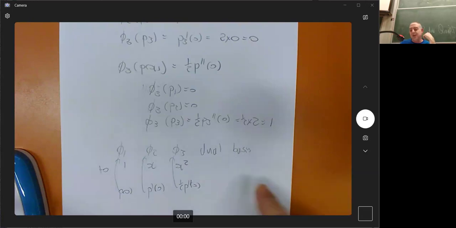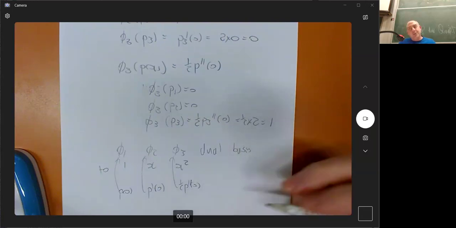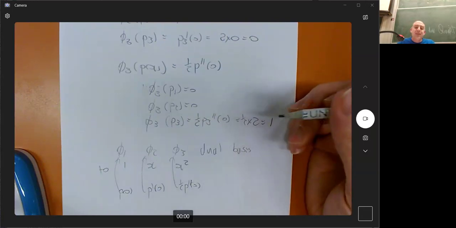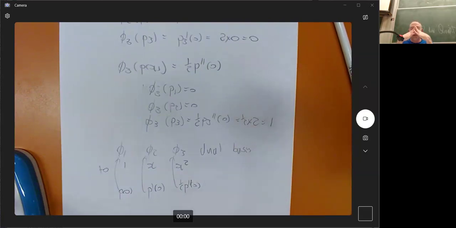Because I reckon if we were in R3, this next one would be 1/6 of P triple dashed, and then the next one would be 1/24th. It's exactly the Taylor series. Oh, that's just the coolest thing.